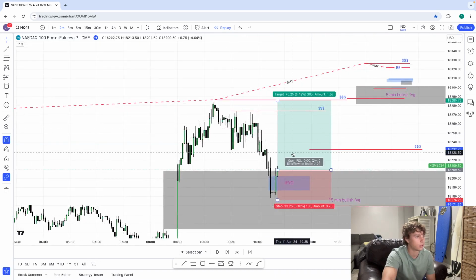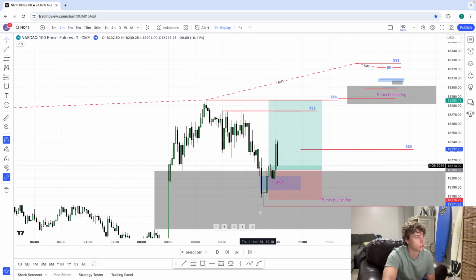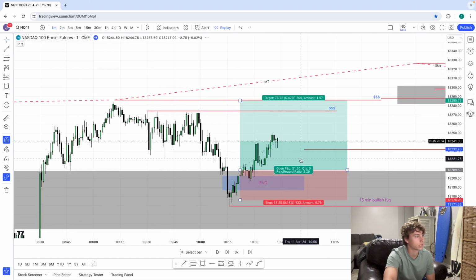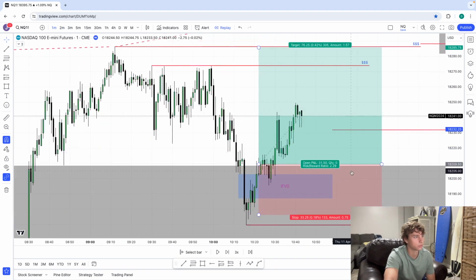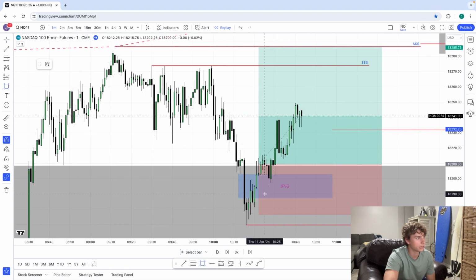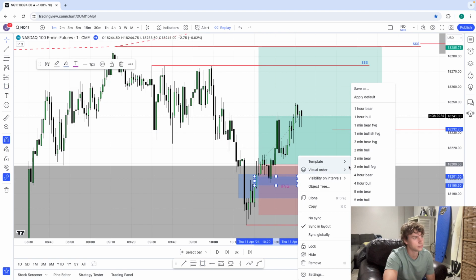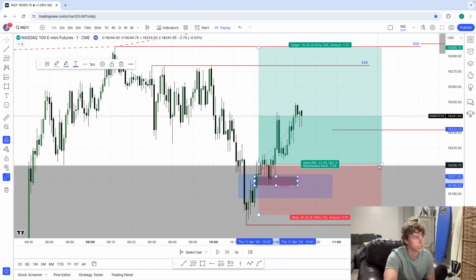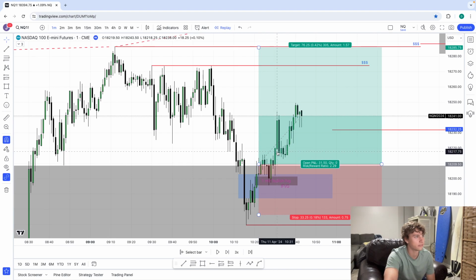This setup, although it's clean, did take a while to play out, kind of stalled. If you don't trade off inverse fair value gaps, we do pull into this 1 minute fair value gap, which this thing holds. The 1 minute bullish fair value gap holds and we displace higher. This is the second entry in the fair value gap.